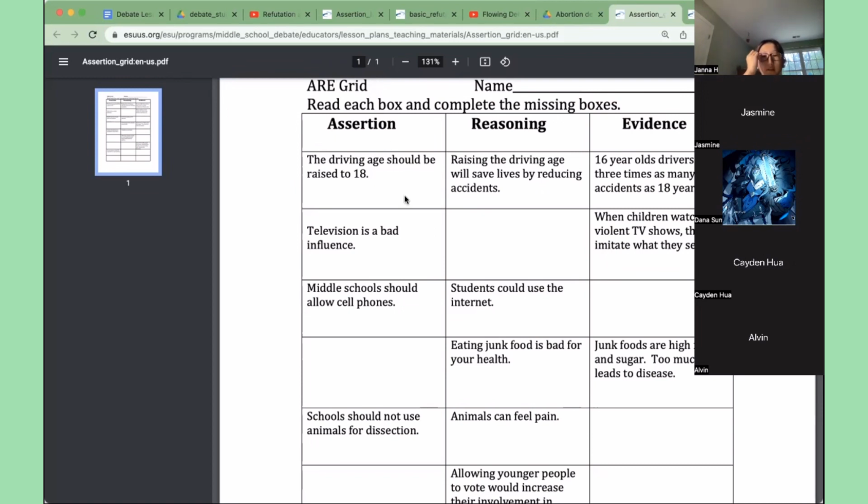Oh, Alvin, that's really good reasoning. But for evidence, you want facts and data. So obviously you guys didn't research this, so just make something up, and make up some numbers that could be used to back this claim up.